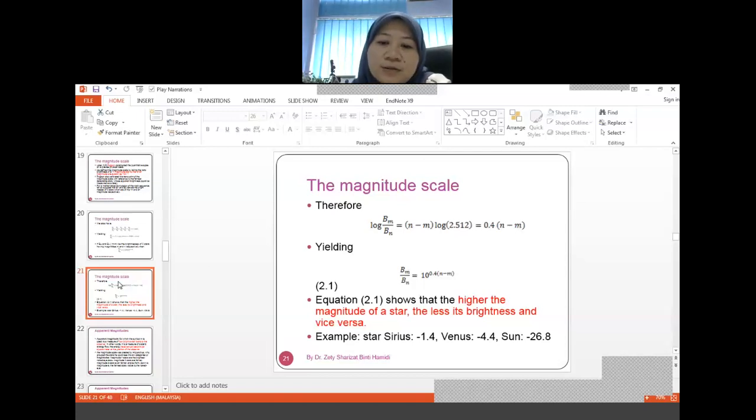Okay, so for instance, if we have a negative value, it means that it is much brighter compared to the positive one. For our star Sirius, for instance, we have negative 1.4. Our planet is negative 4.4. And we know that the sun is the brightest one, and this is actually negative 26.8. So it gives a negative value to show the brightness of the objects.